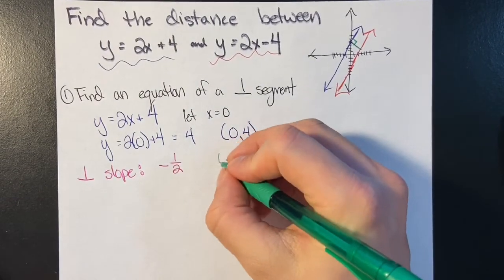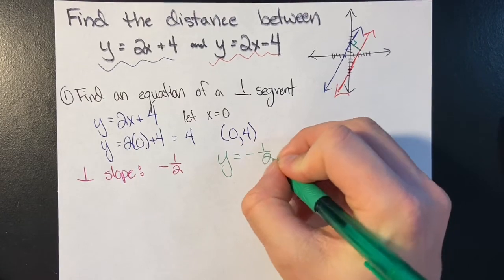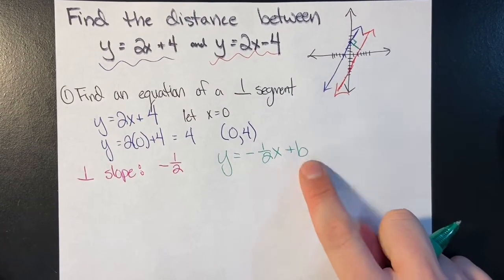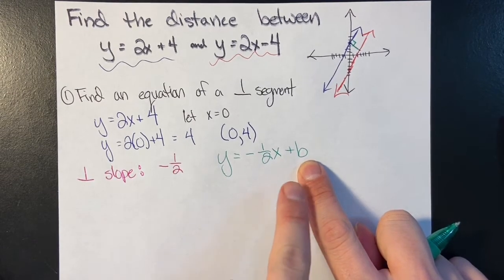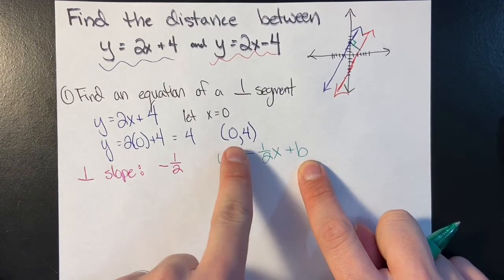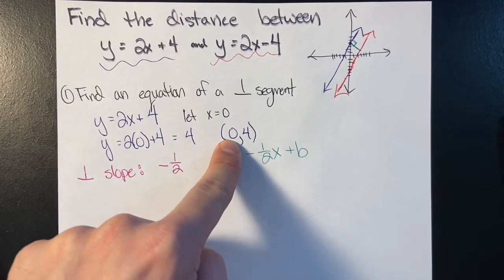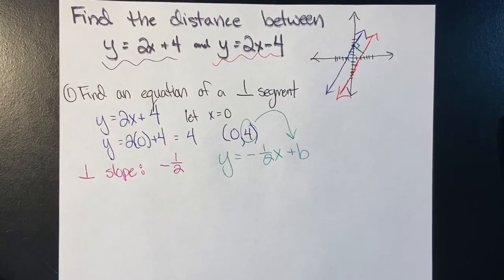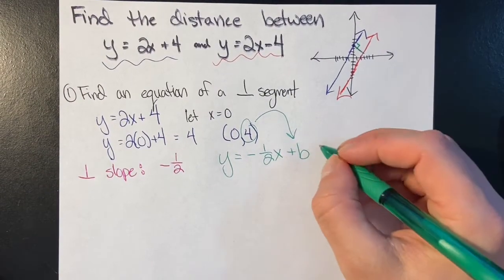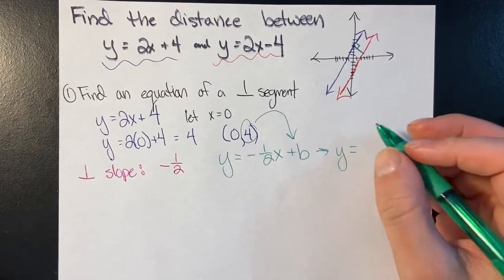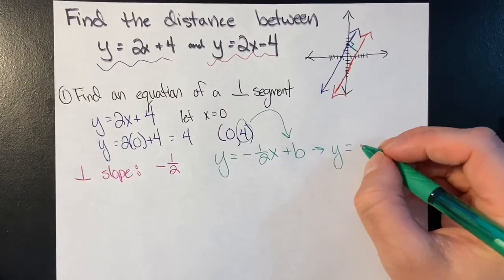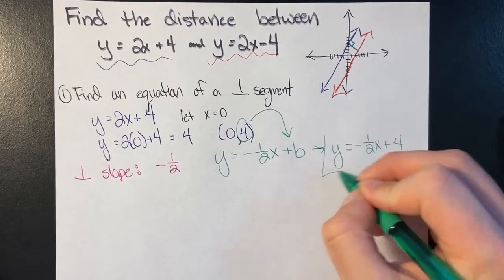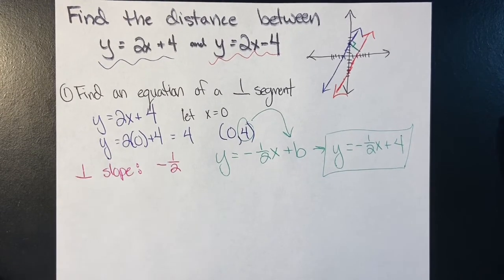So my equation that I have so far is y equals -1/2 x plus, I don't know, plus b. Well, what does b stand for? The y-intercept. Well, if that green line goes through that point, and that point is the y-intercept, then that 4 is my y-intercept. That's why we always let x equal 0. So now I can say that that green line, that perpendicular line segment's equation is y equals -1/2 x plus 4. Cool.